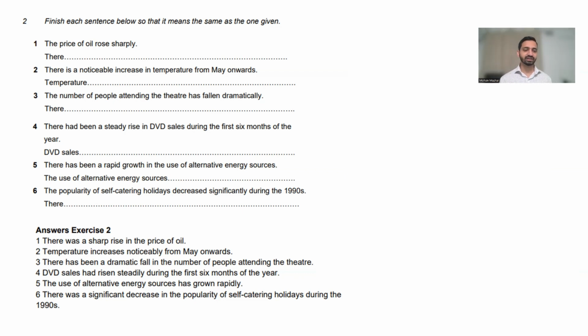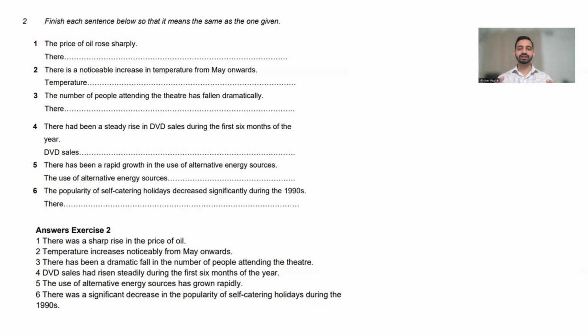DVD sales had risen steadily during the first 6 months of the year. Number five, there has been a rapid growth in the use of alternative energy sources. The use of alternative energy sources has grown rapidly. Number six, the popularity of self-catering holidays decreased significantly during the 1990s. There was a significant decrease in the popularity of self-catering holidays during the 1990s.